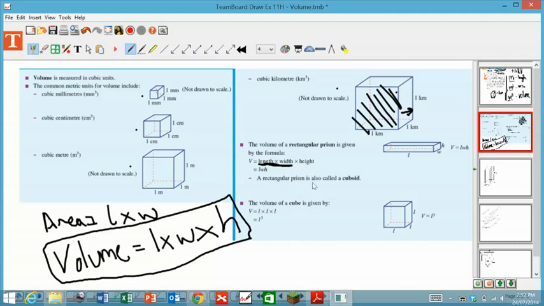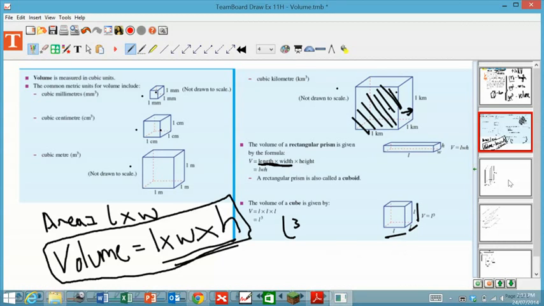As it says here, a rectangular prism is also called a cuboid. If all the lengths are exactly the same, such as in all these guys here, 1 millimetre or 1 centimetre or 1 metre or 1 kilometre, all the edges of it, the length by width by height, it is actually a cube, so you can actually do L cubed. But if you stick to this, this will work anyway. So that's my length, that's my width, that's my height.